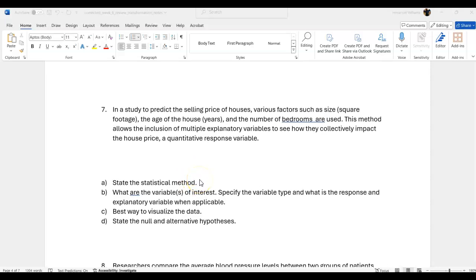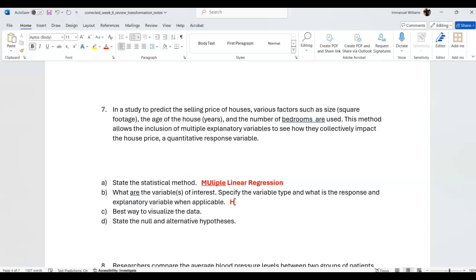In a study to predict the selling price of homes, various factors such as square footage, the age of the home, and the number of bedrooms are used. This method also allows the inclusion of multiple explanatory variables to see how they collectively impact the house price. Okay, a quantitative response. This is multiple linear regression.